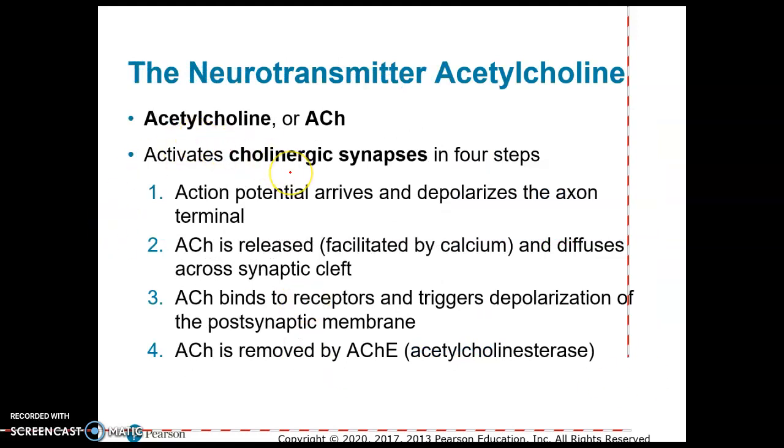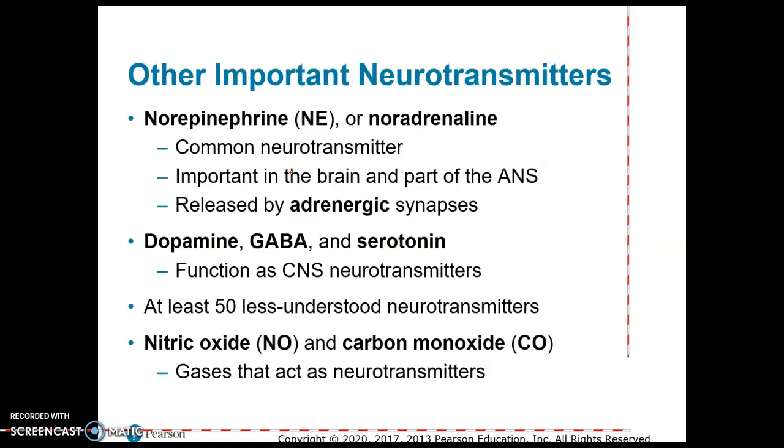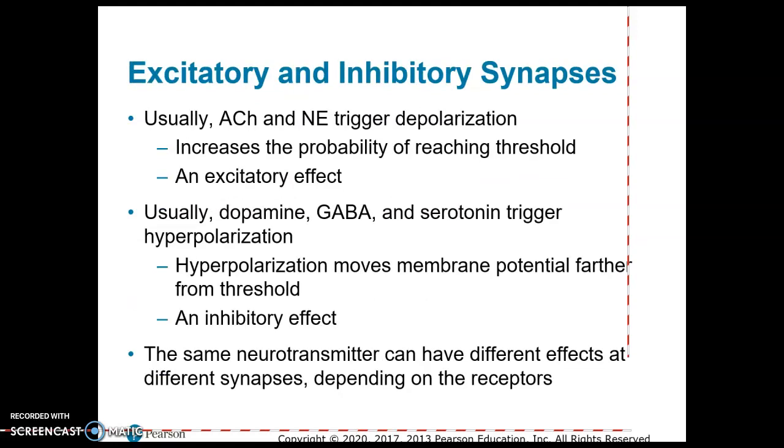Acetylcholine is one of our neurotransmitters, but here are some others. Norepinephrine or noradrenaline. Epinephrine and adrenaline are the same thing. Dopamine, GABA, and serotonin. Nitric oxide and carbon monoxide are gases that act as neurotransmitters. So there's more than just acetylcholine.